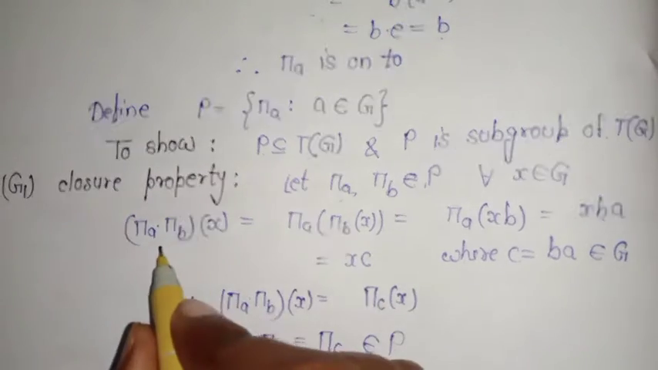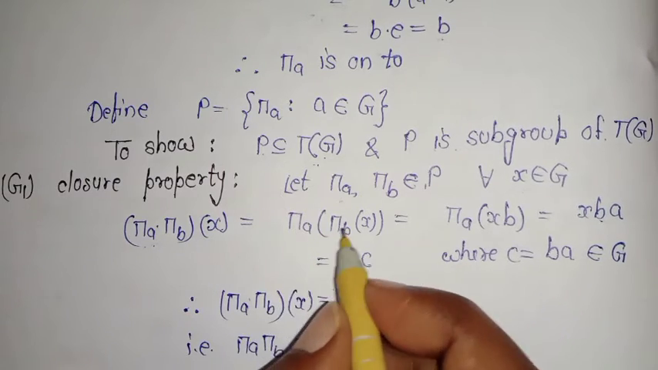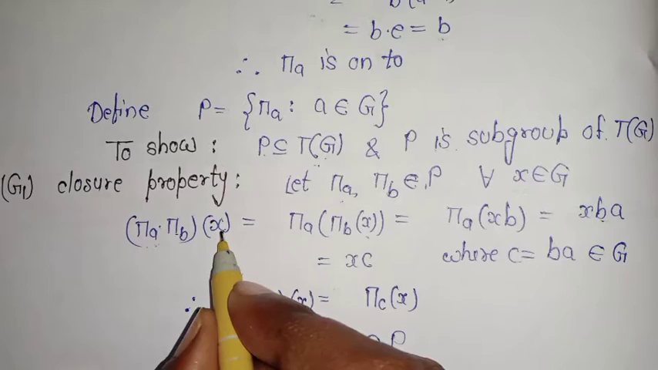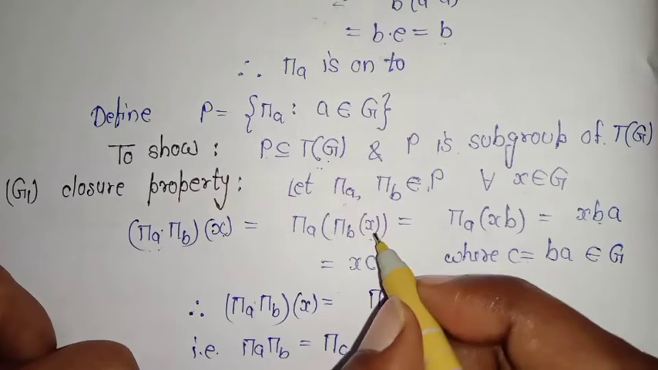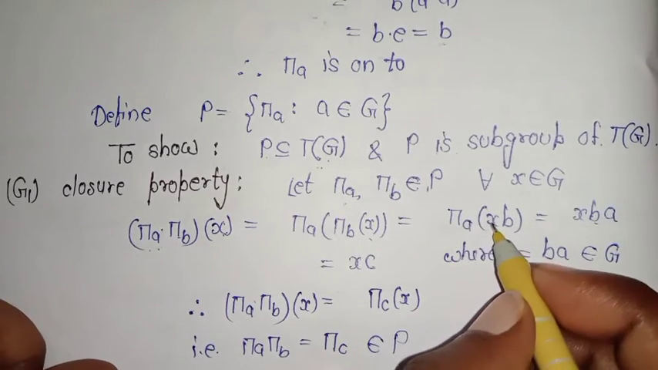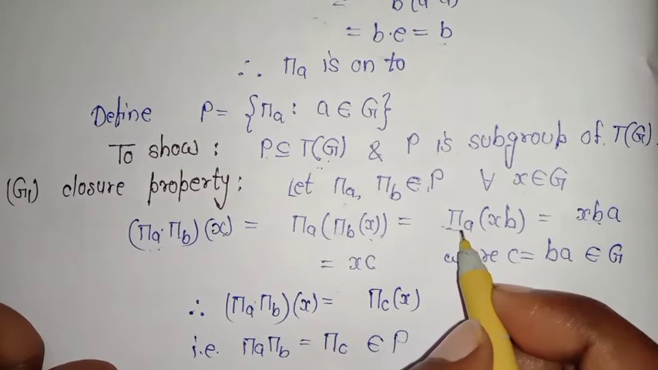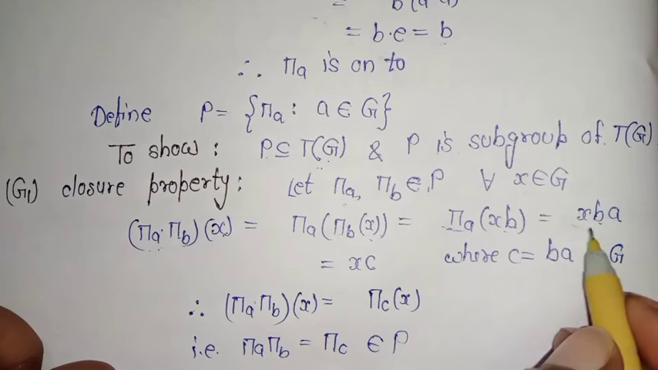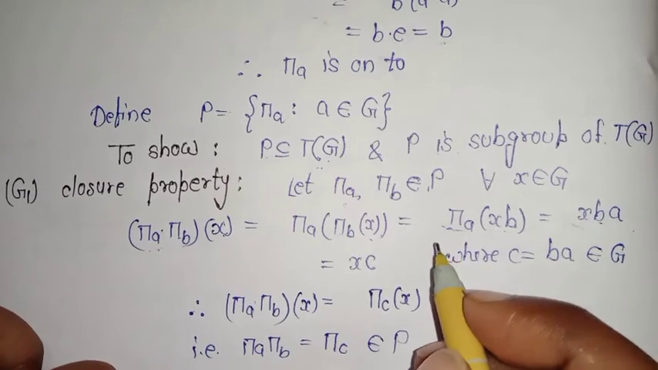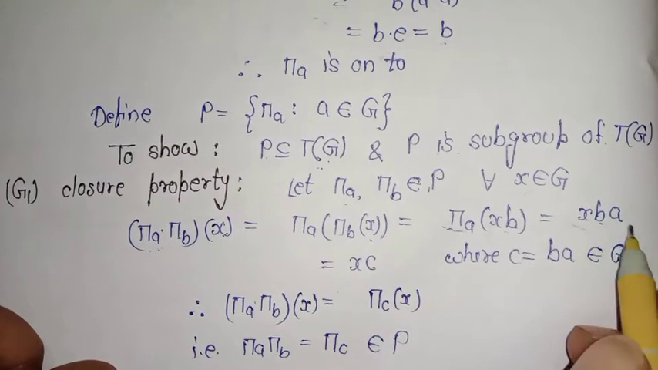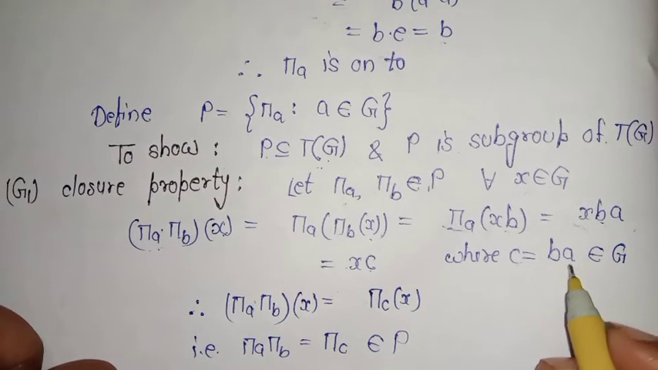So we take pi a pi b over the element x. If we use the property of functions, this becomes pi a of pi b of x, that is, the second function is applied over x. If we use the definition of the function that we have considered, this becomes pi a of x into b. Now if we apply this function over this element, this becomes x into b into a, because this is the set of right multiplications and this was the function. And now we can write this element as x into c, where c is a new element that is equal to the product of b into a.